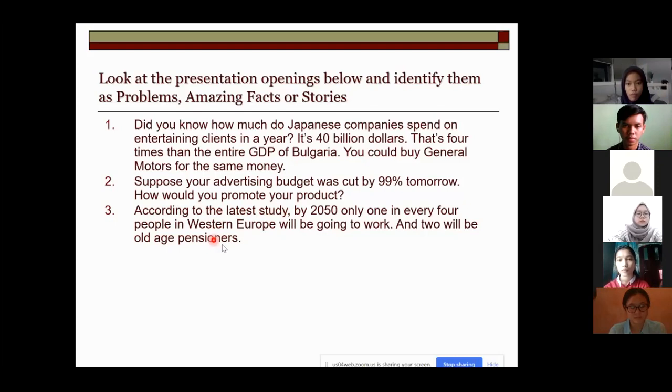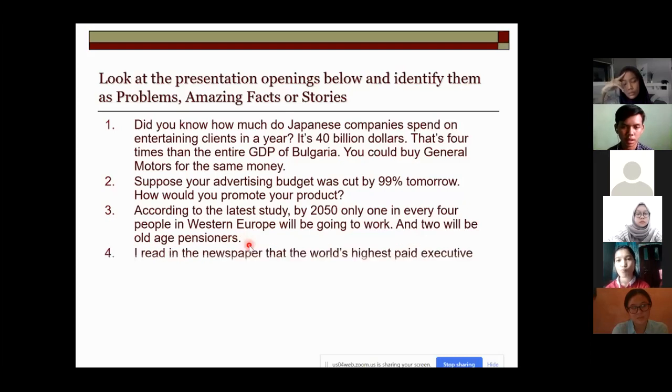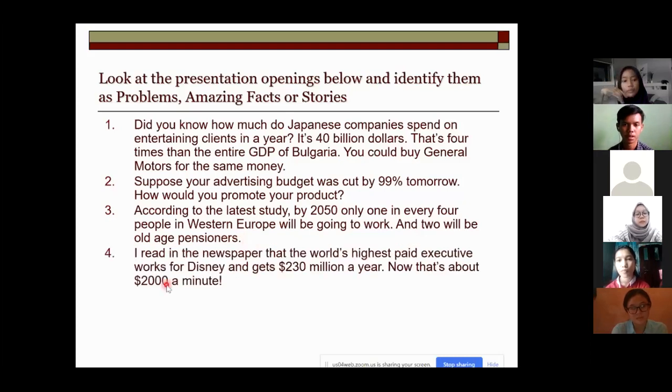So, what kind is this one? Yes, it's an amazing fact. That's right. It's an amazing fact because there is a fact that has been explored, studied, and researched before, right? Okay, good. What about the fourth one?